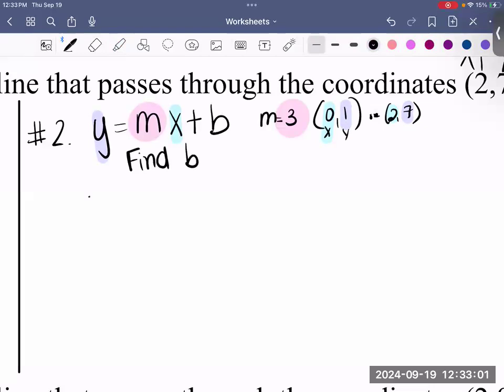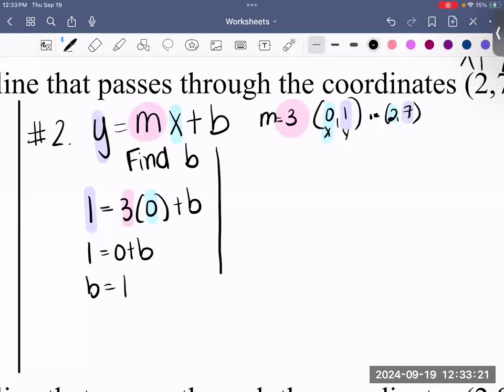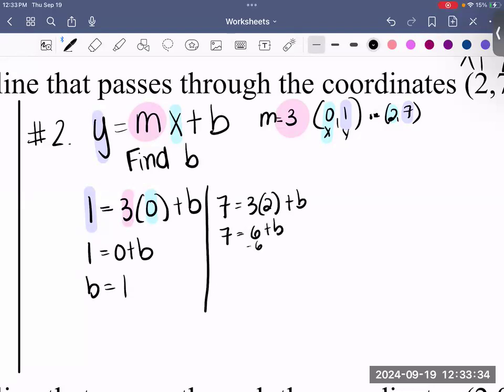So we can say 1 is equal to 3 times 0 plus b, again, this being your y, your m, and your x. Then we can solve. 3 times 0 is just 0, plus b. So b is equal to 1. Or if you prefer, you can use the other point: 7 is equal to 3 times 2, plus b. 7 is equal to 6 plus b. Subtracting 6 from both sides, b is equal to 1. You'll notice that you're going to get the same answer no matter what.